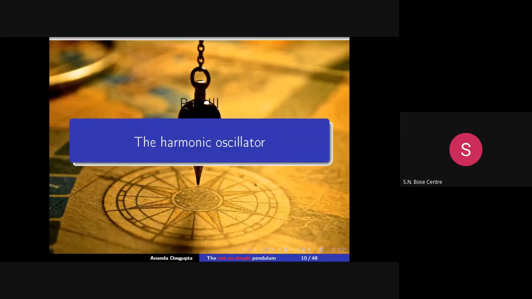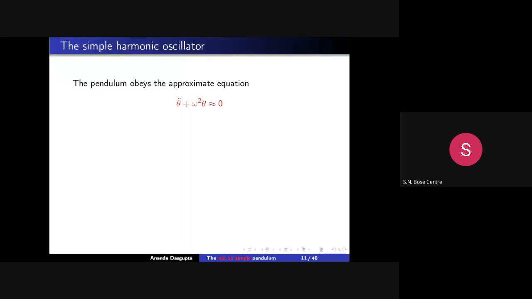Now, we are going to take a break from the pendulum for a while and go on to talk about the harmonic oscillator, for the simple reason that, as you all know, for small theta, sine theta is approximately theta, and you get theta double dot plus omega square theta equals 0. This is the approximate equation that's obeyed by a pendulum for small oscillations.